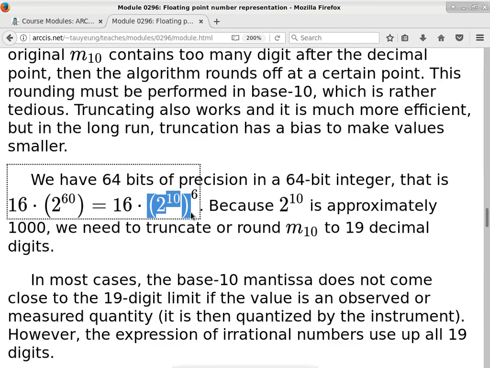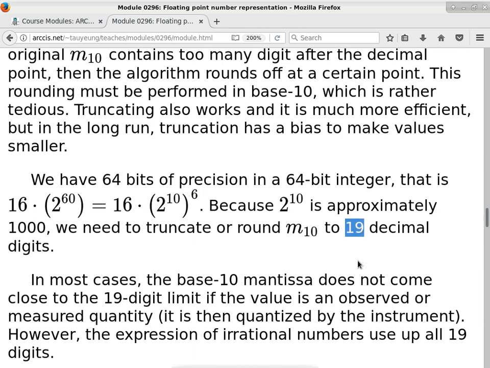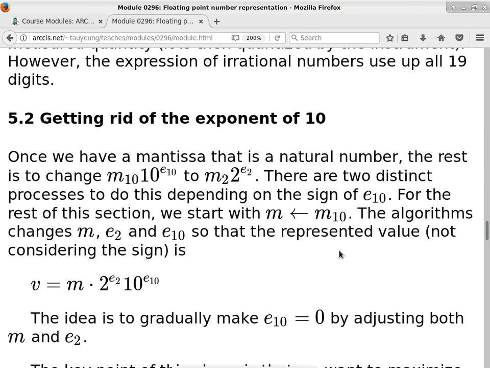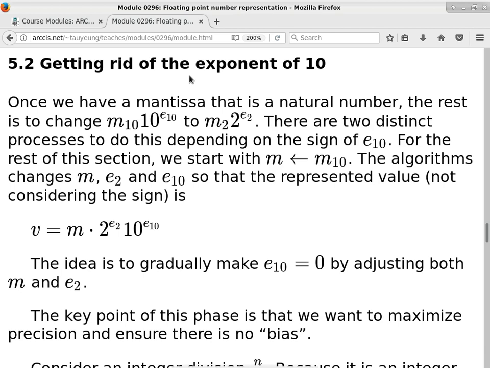Okay, it's just an estimate. If you want the exact number, you can do the log thing and figure out exactly how many. But just by doing the quick math here, we know that when we have more than 19 decimal places for the mantissa, we could potentially run out of the value that we can represent as an unsigned integer in 64-bit. Okay, so that's that part. So the next thing is to get rid of the exponent of 10.